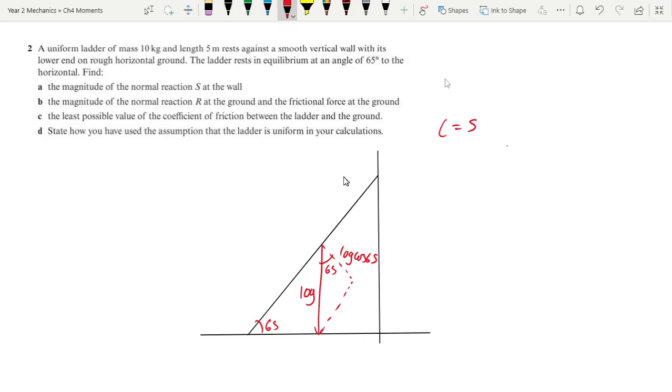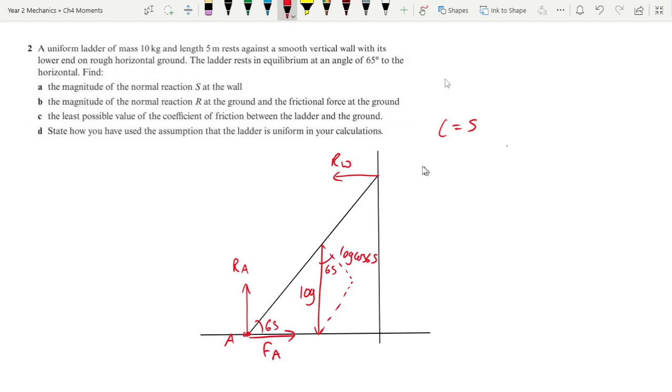Here's a smooth wall, so we've just got a reaction force here. I'm just going to call it RW. I think in the question they call it S, but that's fine. Okay, other forces involved. It says it's rough ground, so we've got a reaction force here. Let's just call it A again. And we've got a frictional force, so the friction at A.